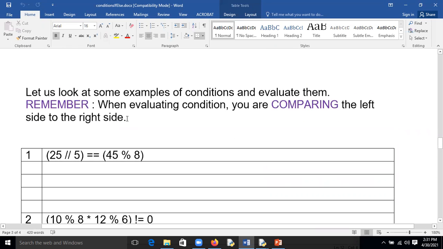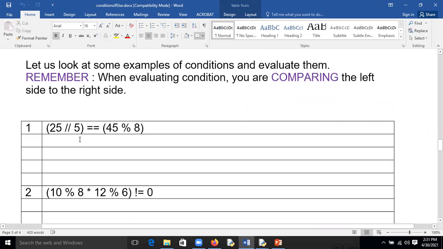Now, very quickly, let's look at how we would go about doing something like this, and actually go through it. So we're looking at comparisons and we can see how they actually work. So remember, whenever you are evaluating a condition, you are comparing the left to the right with regards to the comparison symbol in between. So in order to actually determine this, we're going to work this out.